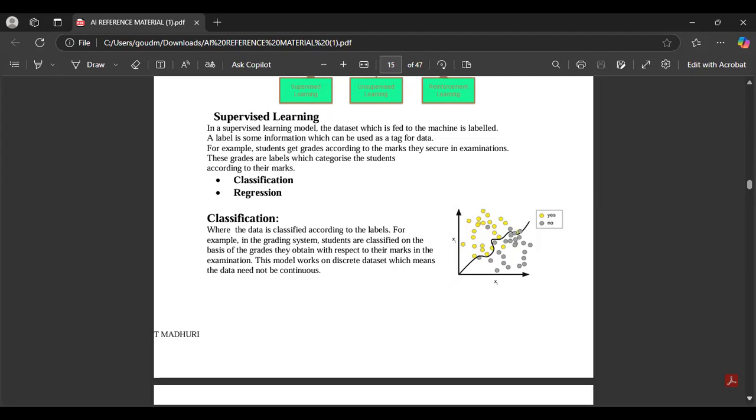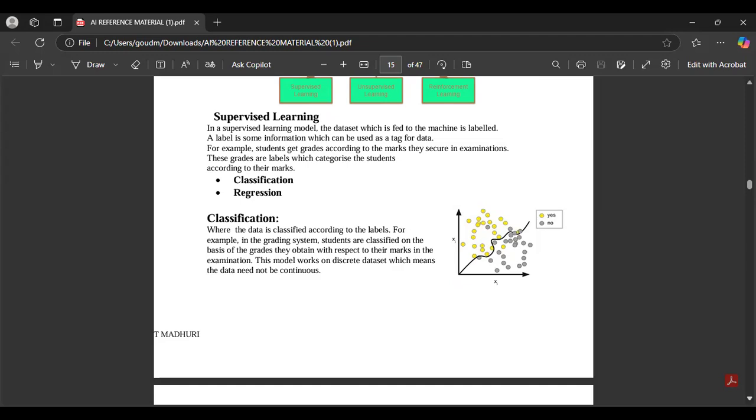Classification means the data is classified according to the labels. Here they will use a discrete data set, which means once we are classifying the data, there are no changes in that data. Suppose students are classified in a grading system: students are classified on the basis of the grades they obtain with respect to their marks in the examination.